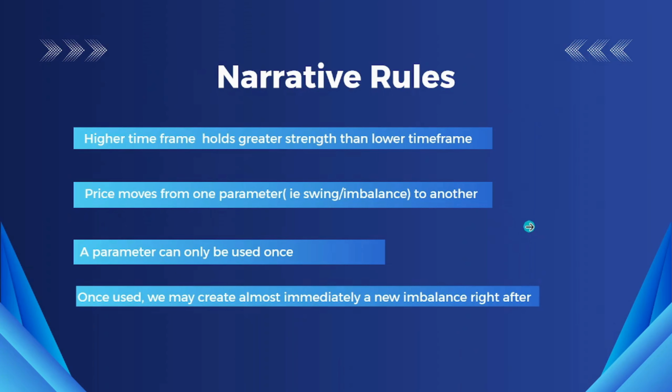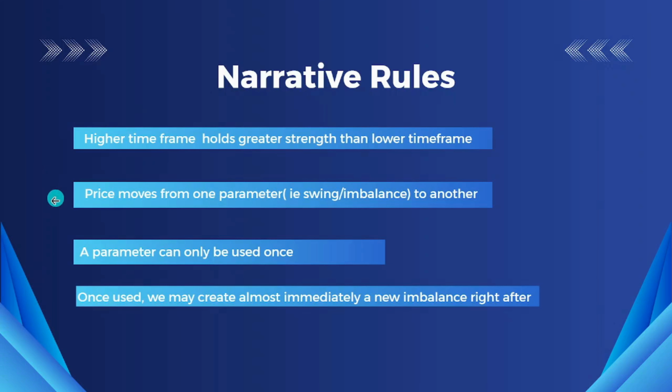So narrative has rules. You cannot just build a story without explaining the rules of the story. You have to have the beginning, the middle, and the end. Practically, this is what I do, and I'll show you when I pull up the chart examples, but now I'll just read them through. First of all, higher time frame is key. Higher time frame holds greater strength than lower time frame.